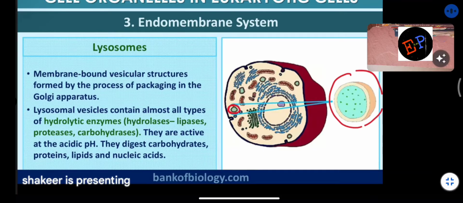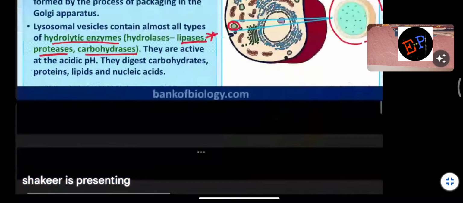So they contain some enzymes also. What kind of enzymes do they have? They have hydrolytic enzymes. Examples are lipases, proteases, and carbohydrases. So questions can be asked on this particular bit also. Okay, understood? That's it.